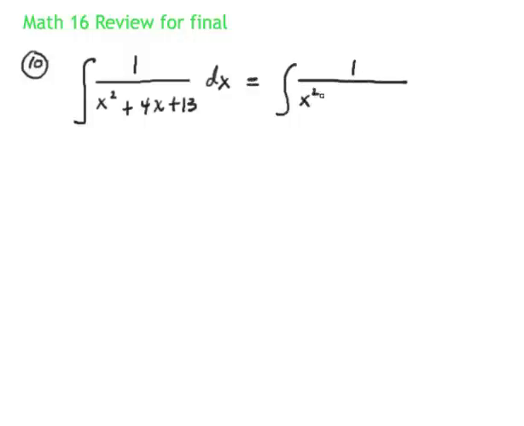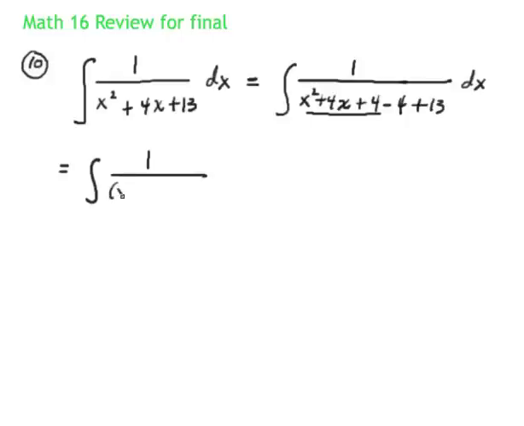So there we have x squared plus 4x, and we're going to add half of 4 squared, which is 4, so we're going to add 4, and then we have to subtract 4 to compensate for adding. Okay, so the first 3 terms, there's my perfect square. That's x plus 2 squared. And then 13 minus 4 is 9. So this turns into a typical arctan type integral.